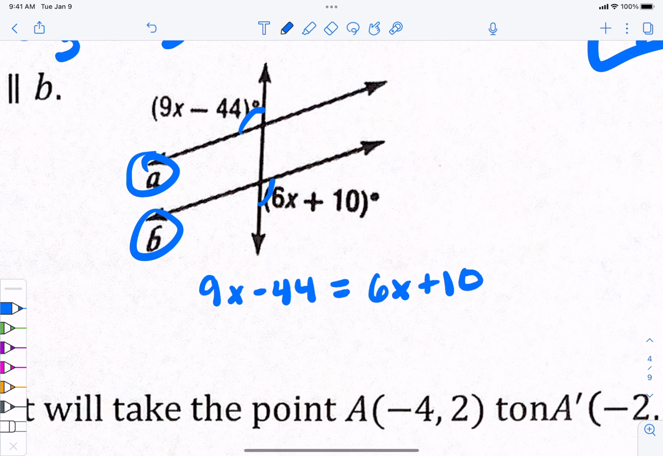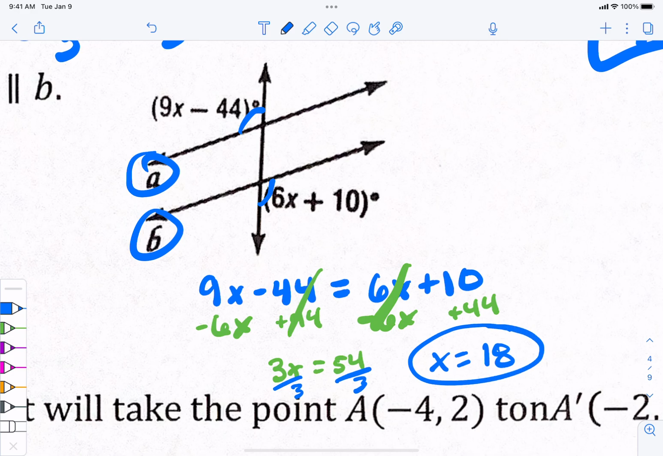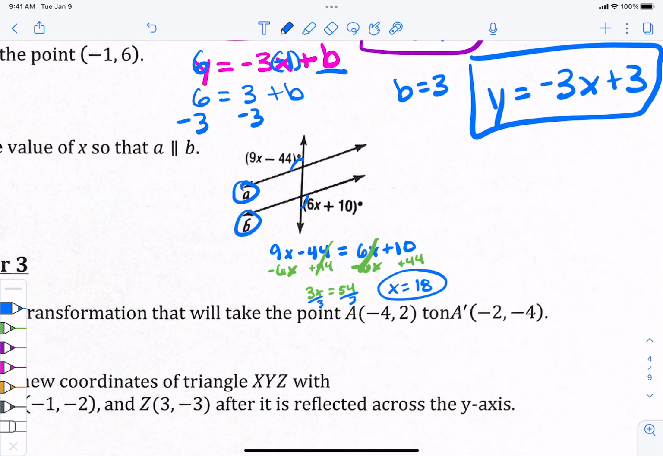So we have that going on, and then let's subtract the 6x and add the 44 at the same time. Sure. So we've got 3x equals 54, and if we divide by 3, x is 18. Find the value of x, so we don't have to plug back in. I always go back and check. 18 is what our answer is.